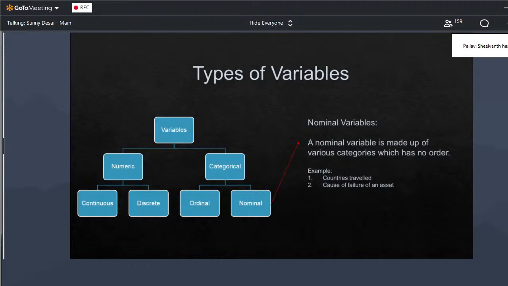Numeric variables can be discrete, where the number of differences is finite, or continuous, where the number of differences is infinite. From here, let's go on to categorical variables. In categorical variables, we have ordinal, that is natural order, and nominal, that is no natural order.